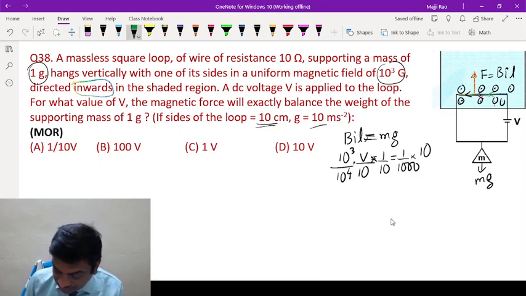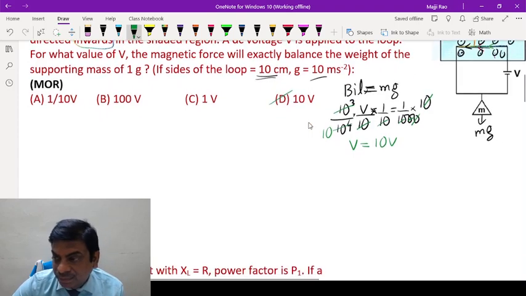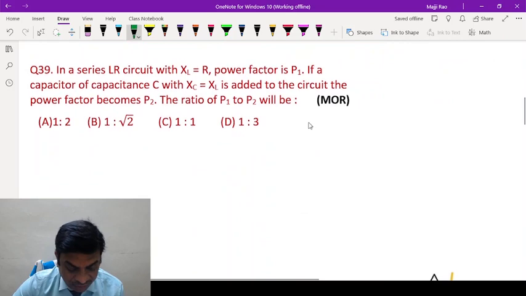Is it? So 10 power 1, zero gets cancelled here. Here two zeros get cancelled here. So V is 10 volt. This 10 goes up that side. So D option is the correct option. Moving on to the next question.